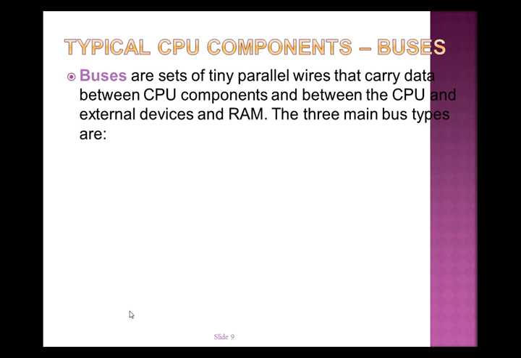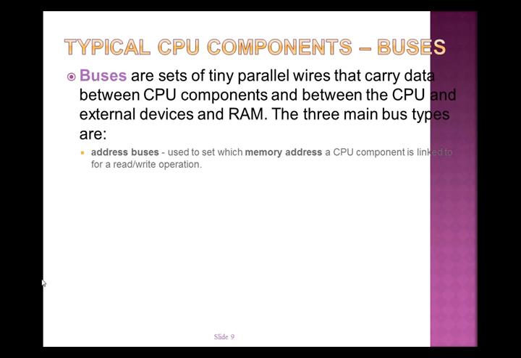So buses are a group of different wires that carry data, used for sending and receiving data between the various components of the CPU. What are the various components? Like memory, CU, ALU, and between the CPU and the external devices. External devices include pen drives, CD-ROM, floppy disk, as well as internal devices, that is RAM, random access memory, that is used for connecting with the memory. The three main bus types are, so there are different categories of bus.